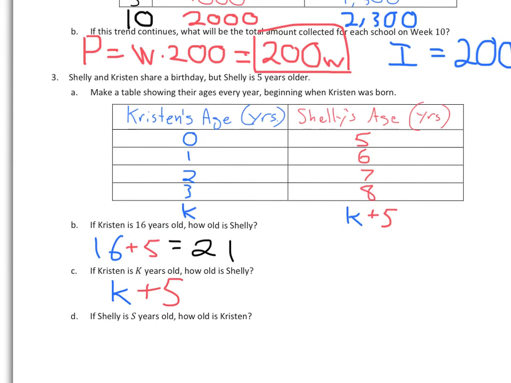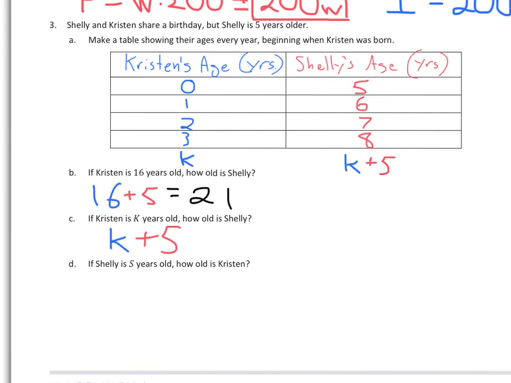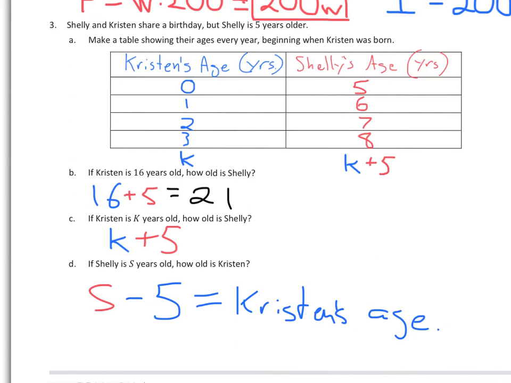And then if Shelley is S years old, how old is Kristen? So this one is going backwards, right? This is kind of like the example in class. So this time we're going to say Shelley's age. How can you figure out Kristen's age if you know what Shelley's age is? Well, if I'm looking up here, her age is 5 years less than Shelley's age. So if I start with Shelley's age to find Kristen, I just subtract 5. So it would be Shelley minus 5, and that would give us Kristen's age. All right, that is it.